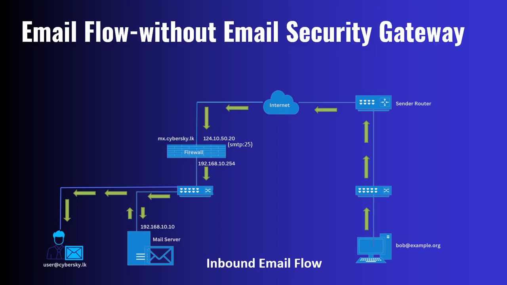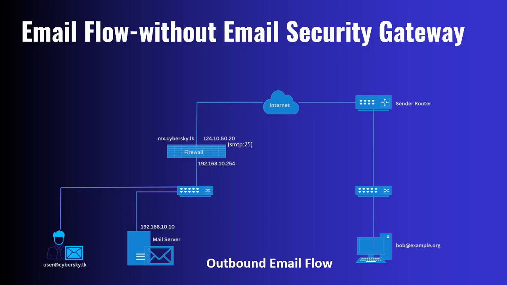Let's see how the outbound email flow works without the email security gateway. Similarly, when the user at cybersky.lk is composing a message to bob@example.org, the cybersky.lk mail server finds out the MX record of example.org. So this is the mail flow: the mail server communicates with the DNS server to get the MX record of example.org. Once it gets the MX record, it will go to the internet.